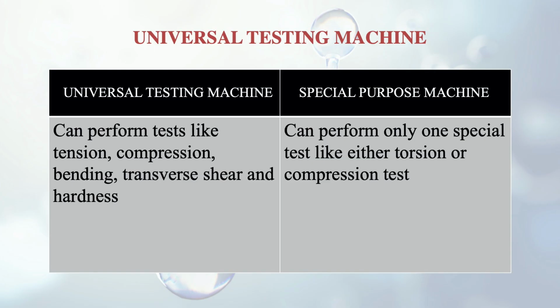So now we will discuss the universal testing machine. This is a very important machine which is used in the mechanical workshops, and it can do many types of activities. Like earlier we discussed the simple tension test machine. This universal testing machine can do the simple tension test also, as well as the compression test. So what it can do, now we discuss. It can perform tests like tension, compression, bending, transverse shear and hardness. Whereas a special machine can perform only one special test, like either the torsion or the compression test.